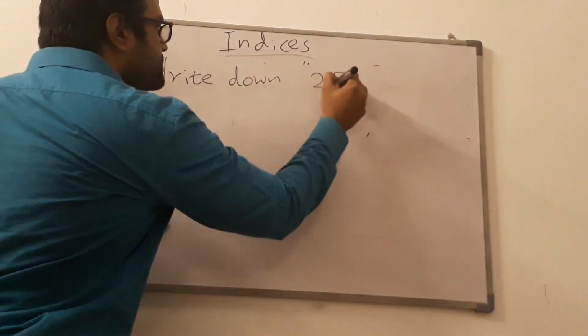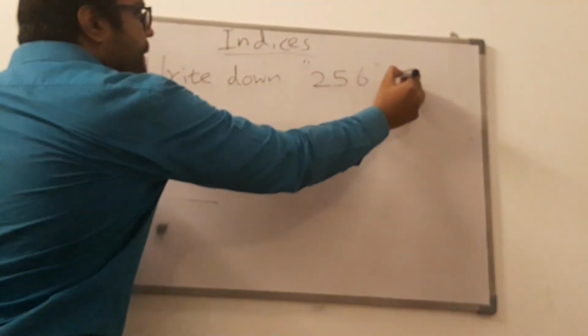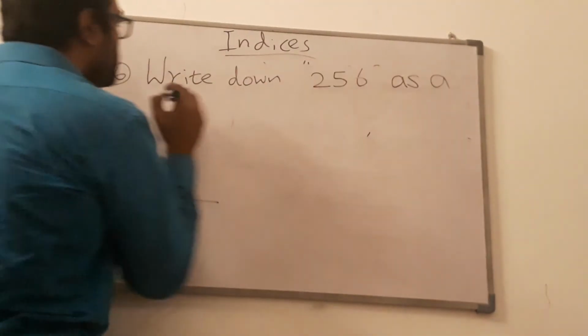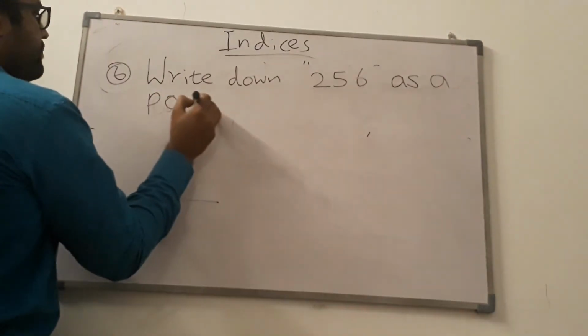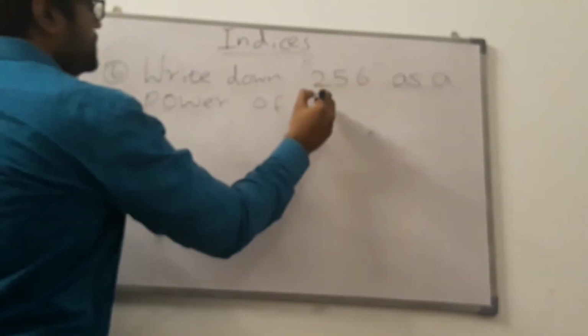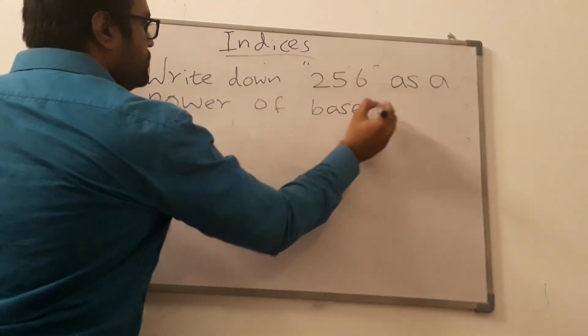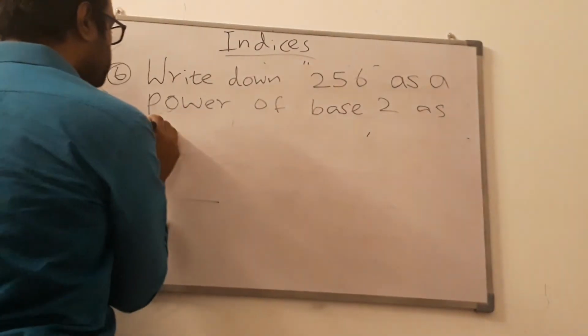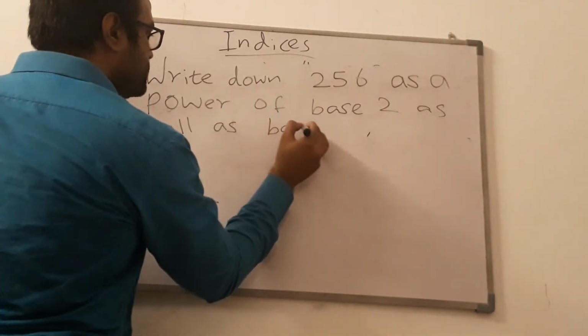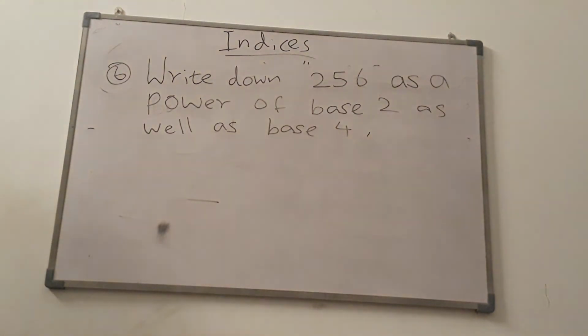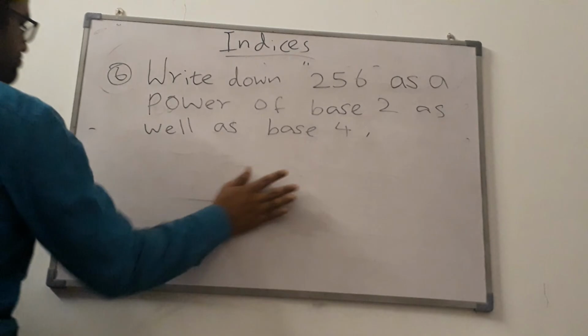256 as a power of base 2 and base 4. Okay, first of all I am going to write down 256 as a power of 2.